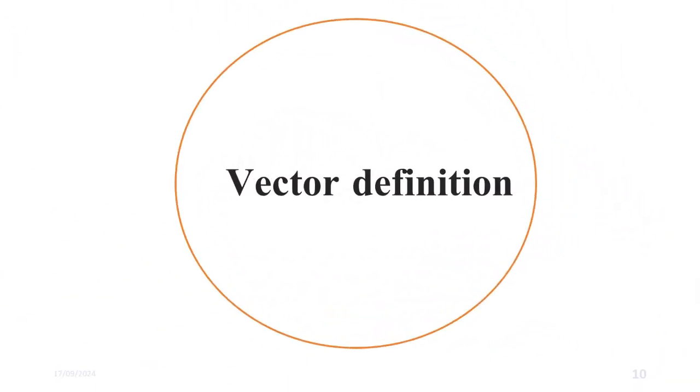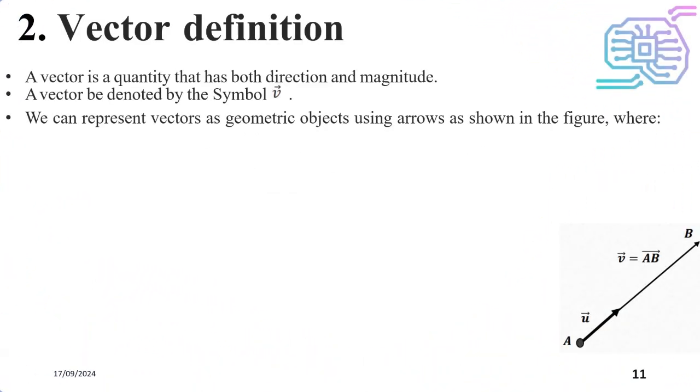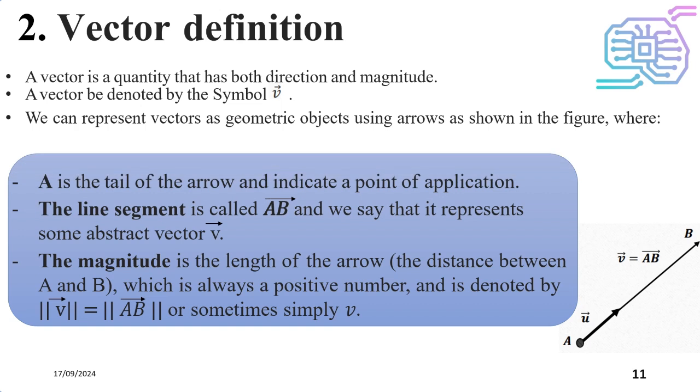Next, we shall examine the definition of vectors. A vector is a quantity that has both direction and magnitude, and it can be denoted by the symbol vector v. A vector can be represented graphically as an arrow, where the length of the arrow indicates the magnitude and the direction of the arrow indicates the direction of the vector.